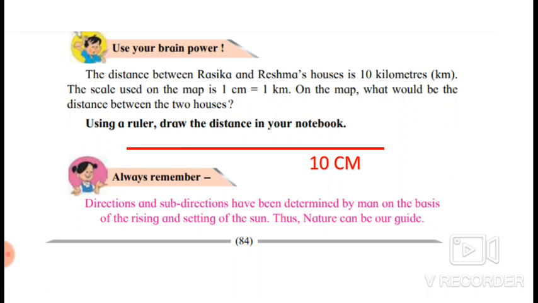So children, now we will see that the distance between Rasika's and Reshma's house on the map we will show as 10 centimeters. Students, you have to draw a line using a ruler as it is shown on the slide. Children, always remember directions and subdirections have been determined by man on the basis of the rising and setting of the sun. Thus, nature can be a guide.